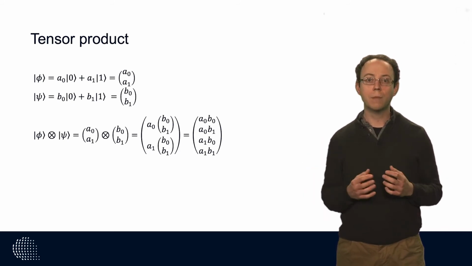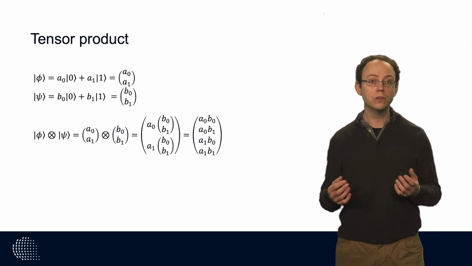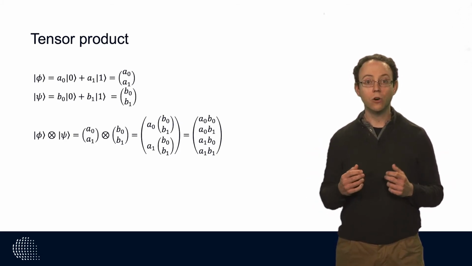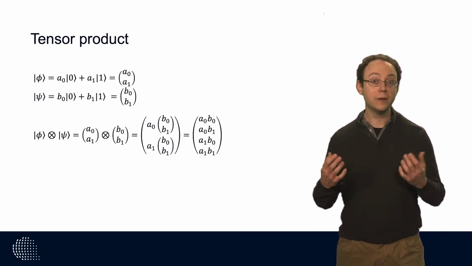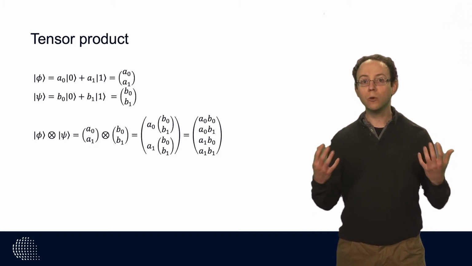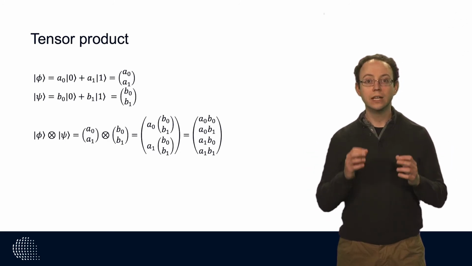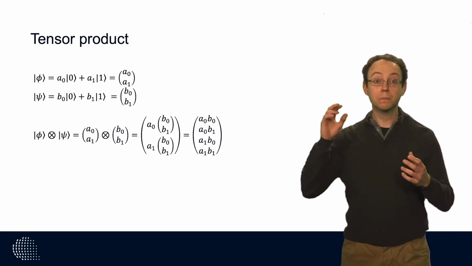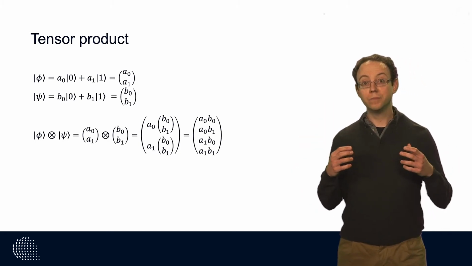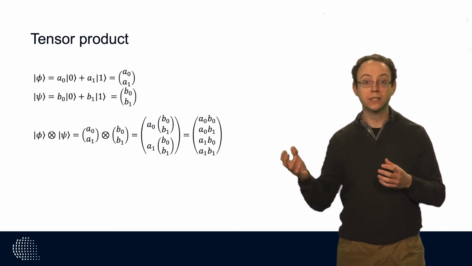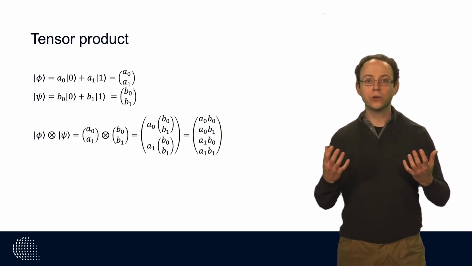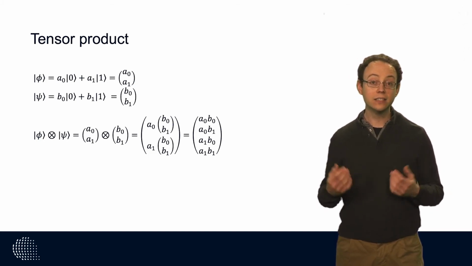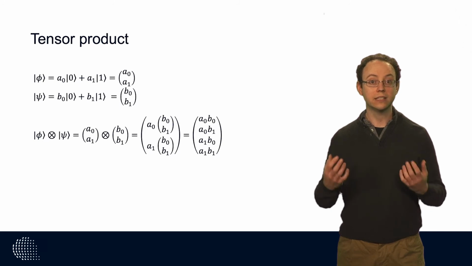Well, this is quite a mouthful, so we can see here an example with 2 vectors, phi and psi. In order to obtain phi tensor psi, what we do is to create a block matrix with 2 entries. The first one consists of the first entry of phi, which is a0, times psi, and the second one of a1 times psi. So the tensor product is an operation that will be very useful for defining the states and gates of multi-qubit systems.